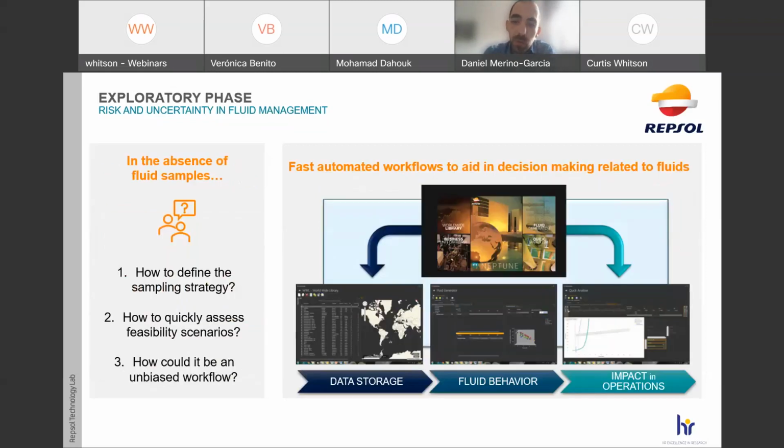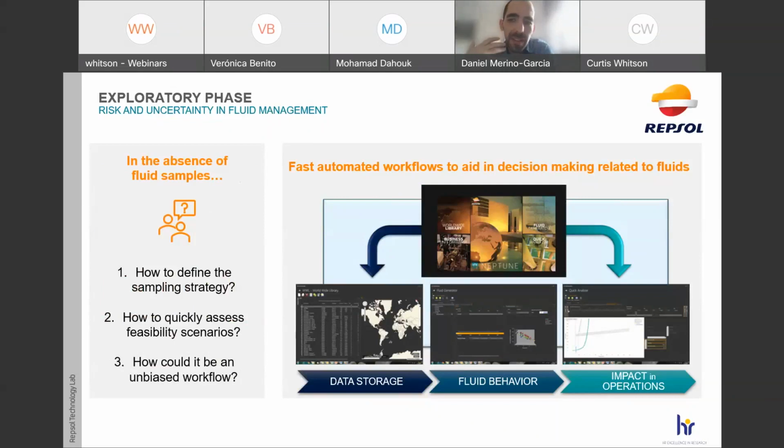So how do we tackle uncertainty, and what's our workflow in these very, very early stages where we're being asked questions on fluid quality that we have to answer? Some of these questions are, how can we define the sampling strategy in the first well? Can we start assessing some of the feasibility scenarios?